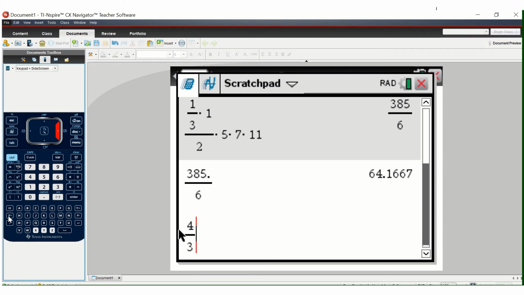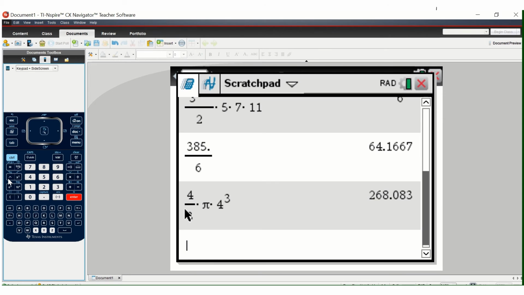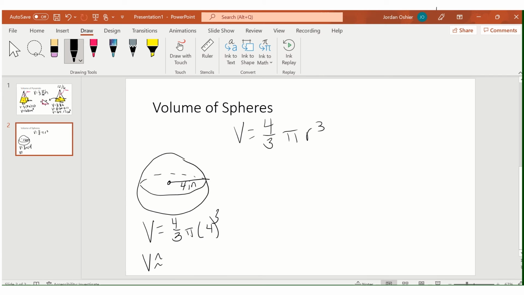The pi button is located in the bottom left. Hit enter to select it. Parentheses, 4, close your parentheses. Now to get your exponent of a 3, you're going to need to click this arrow button next to the 4, and that's going to give you the availability to type an exponent in. Hit enter, and there you go. So 268.083 inches cubed. And it should make sense that you get a decimal for that. You are using pi after all.